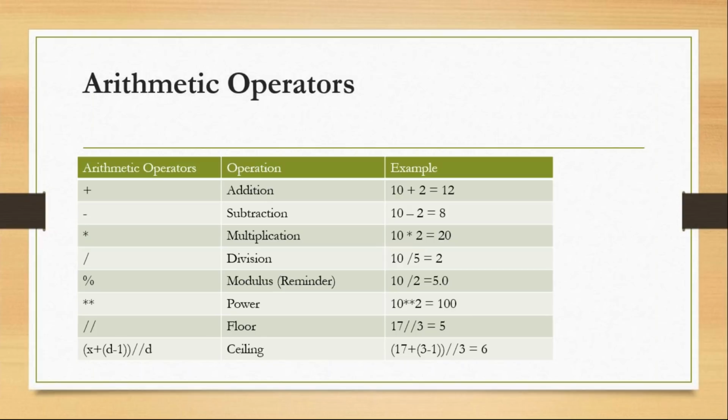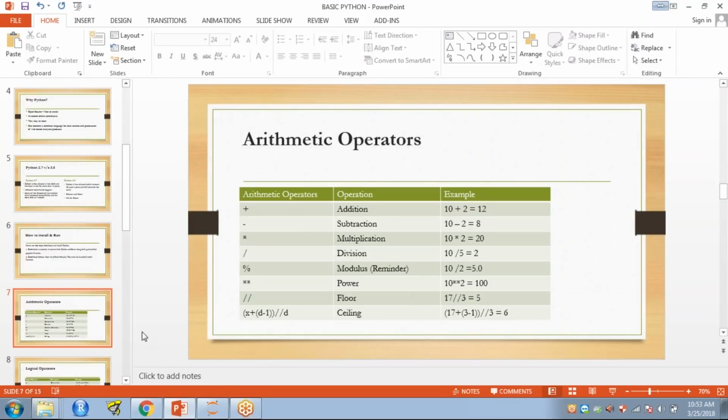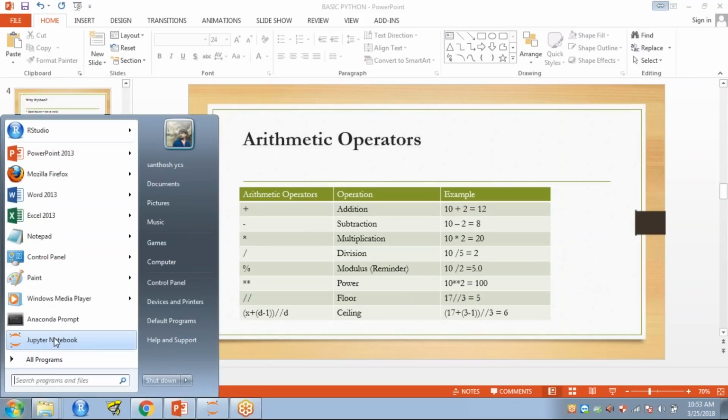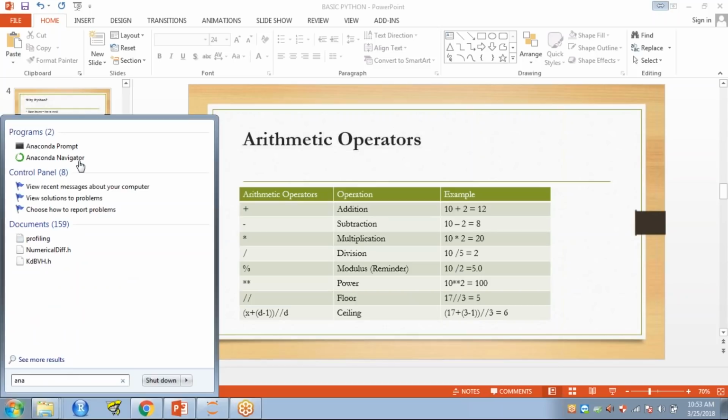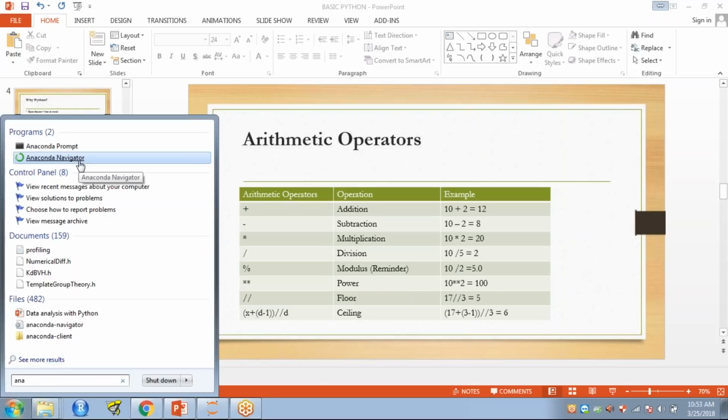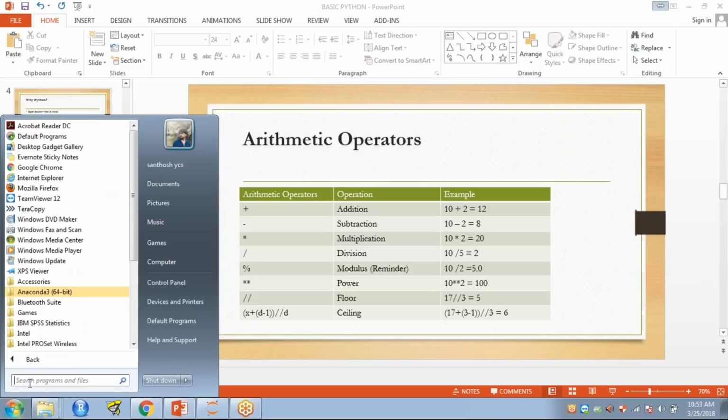I will show these things in a Jupyter Notebook. Once you install the software, if you click here, you will get the Anaconda prompt. If you write Anaconda, you can see Anaconda Navigator over here. If you click on that, it will display all the options where you can work on Python. So I directly go to Jupyter Notebook.